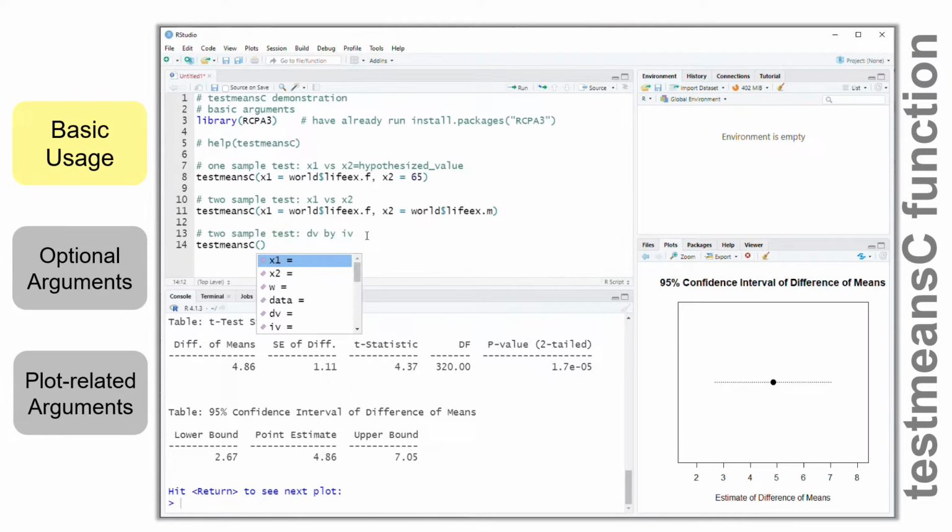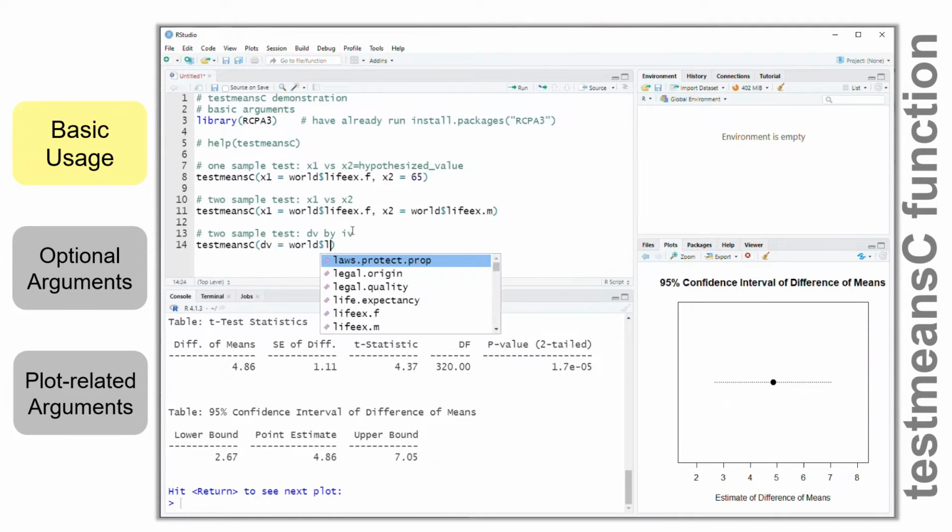So instead of the x1 variable, we're now using the dv variable to run this. The dv variable is some interval level measure in a data set, such as, I'm going to switch this to life expectancy in general, the average males and females both included on the country level. So that's the dependent variable, and then we could use the IV argument to specify a binary variable that separates the values of the dependent variable into two groups.